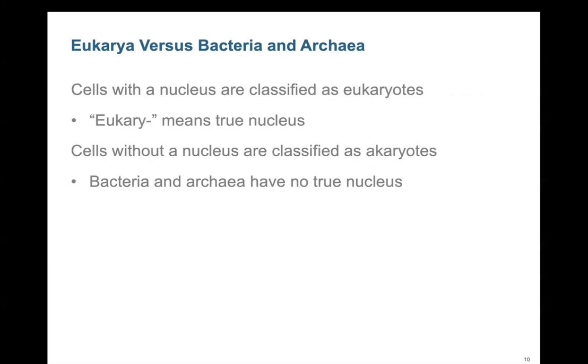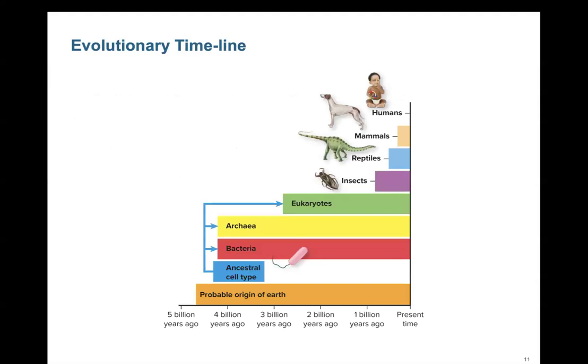Essentially, cells with a nucleus are classified as eukaryotes, and the prefix eukaryote means true nucleus. Cells without a nucleus are classified as akaryotes, and bacteria and archaea have no true nucleus. So here you can see just a little timeline going back about 5 million years on when things started to pop up from the origins of the Earth, all the way up to present time, which is where we fall into this timeline here.